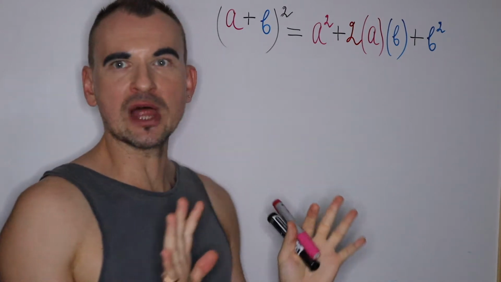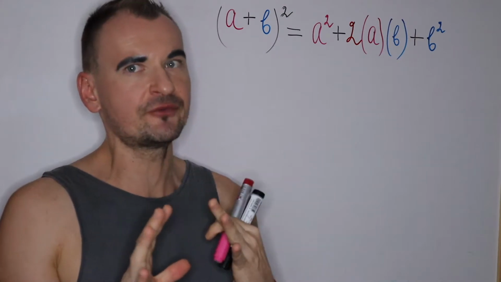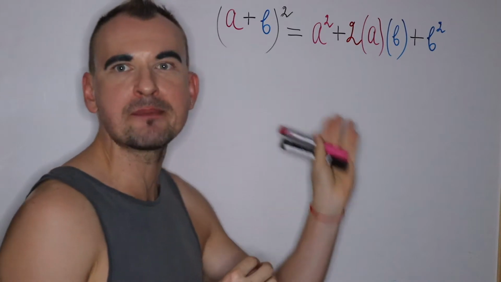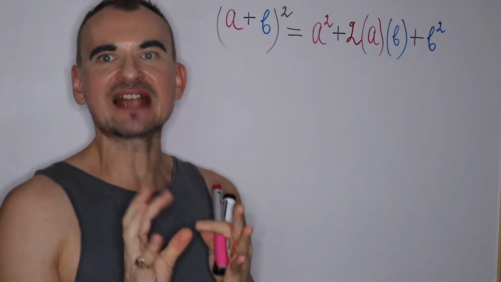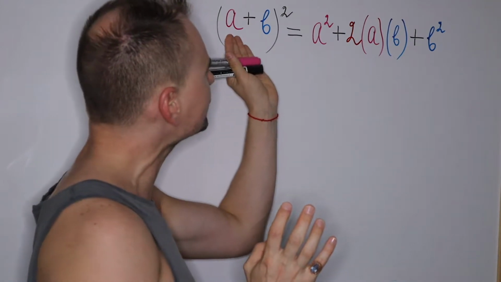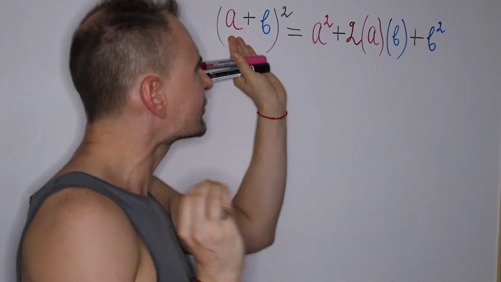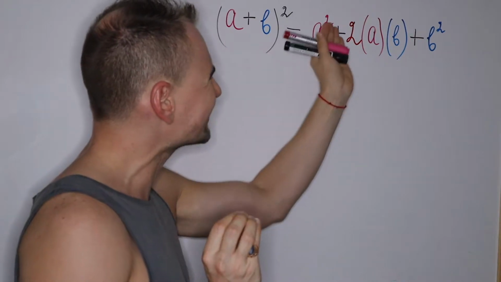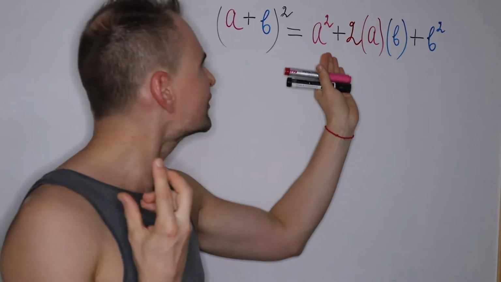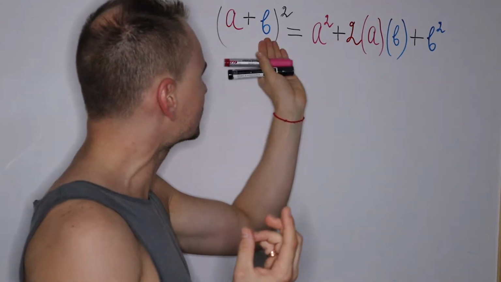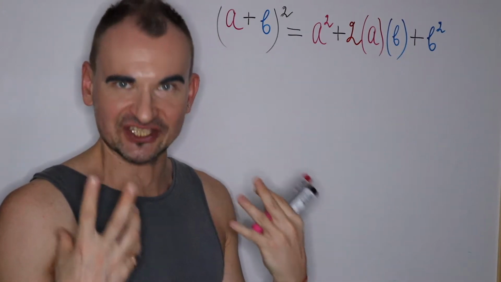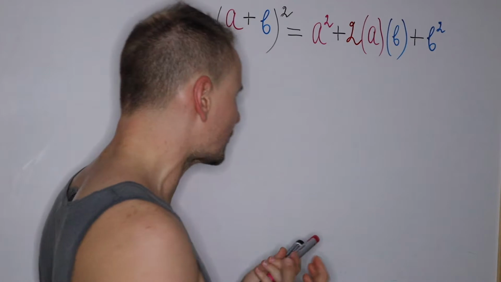There is a formula, a shortcut if you will, that allows you to expand, to open up, to remove the parentheses when you are given the square of a binomial. All you need to do is raise the first term to the second power, so a squared, plus double, twice, the product of these two terms, a and b, and you add the square of the second term, b squared.